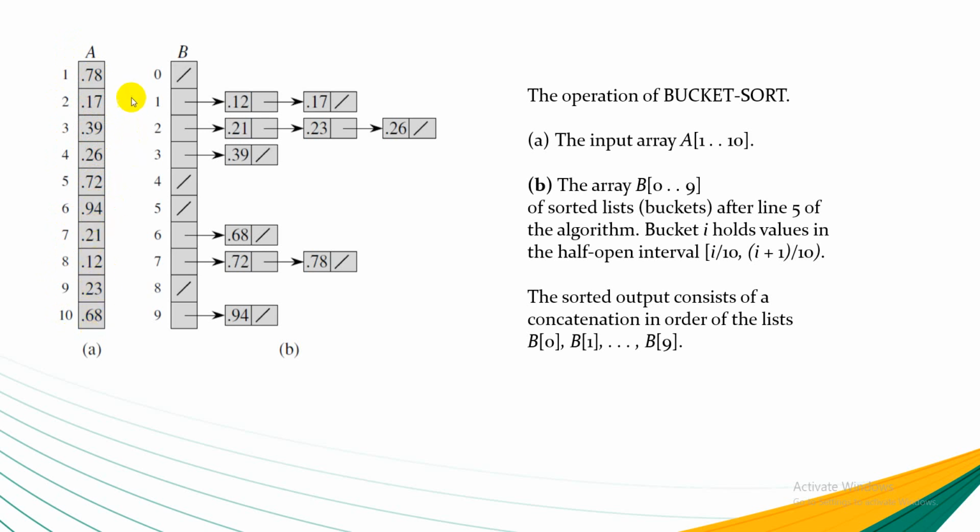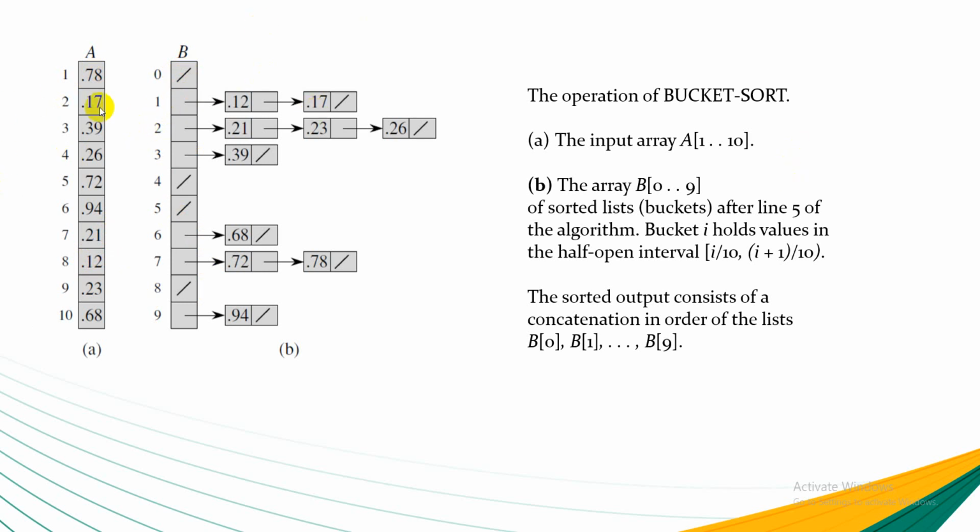So the first step is we will create an array B, and B is going to have 10 elements. Why 10? Because n is equal to 10. And then each element at B will represent a list, let's say a linked list, okay?